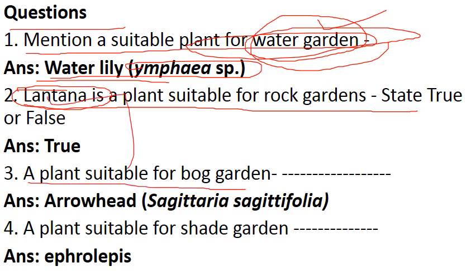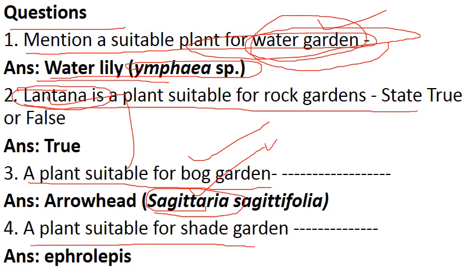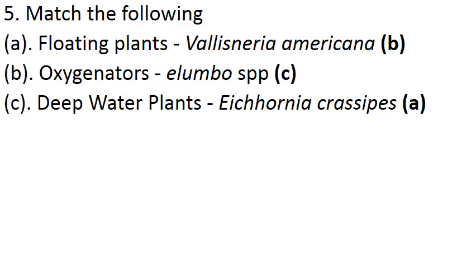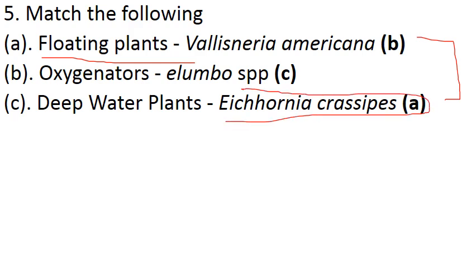A plant suitable for bog garden. There are many plants there. You should remember some important plants. Sagittaria is also used in case of water garden. A plant suitable for shade garden: Aphelandra, you should remember the scientific name. Then try to match these floating plants. Which of them is a floating plant? Obviously Eichhornia. Then oxygenator, this we already discussed in water garden also.